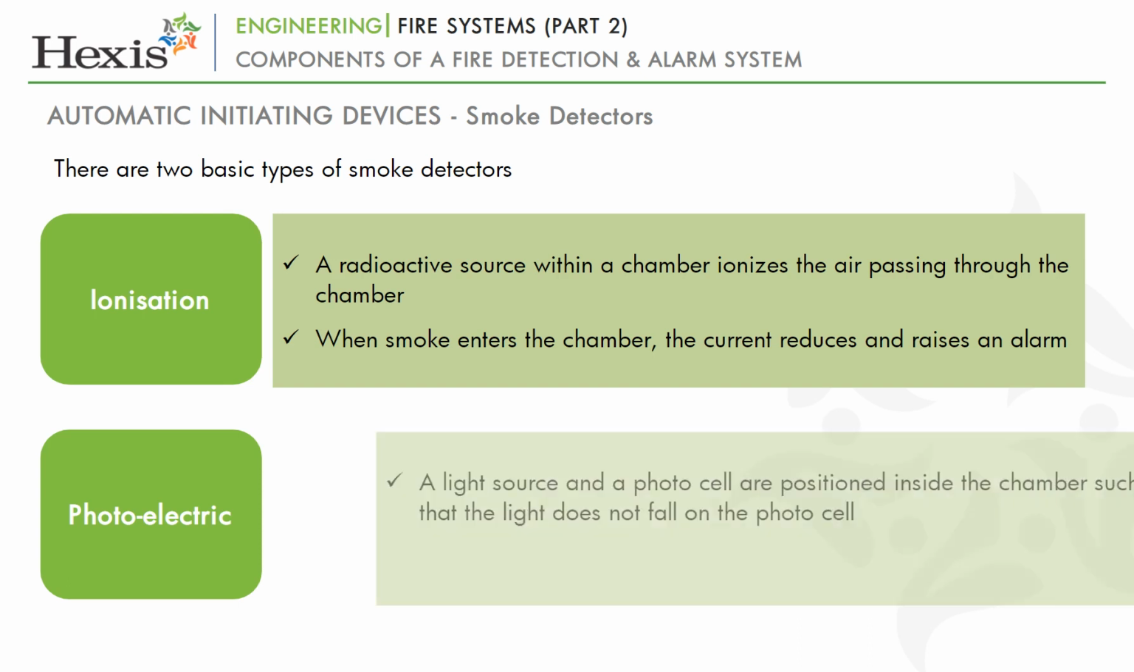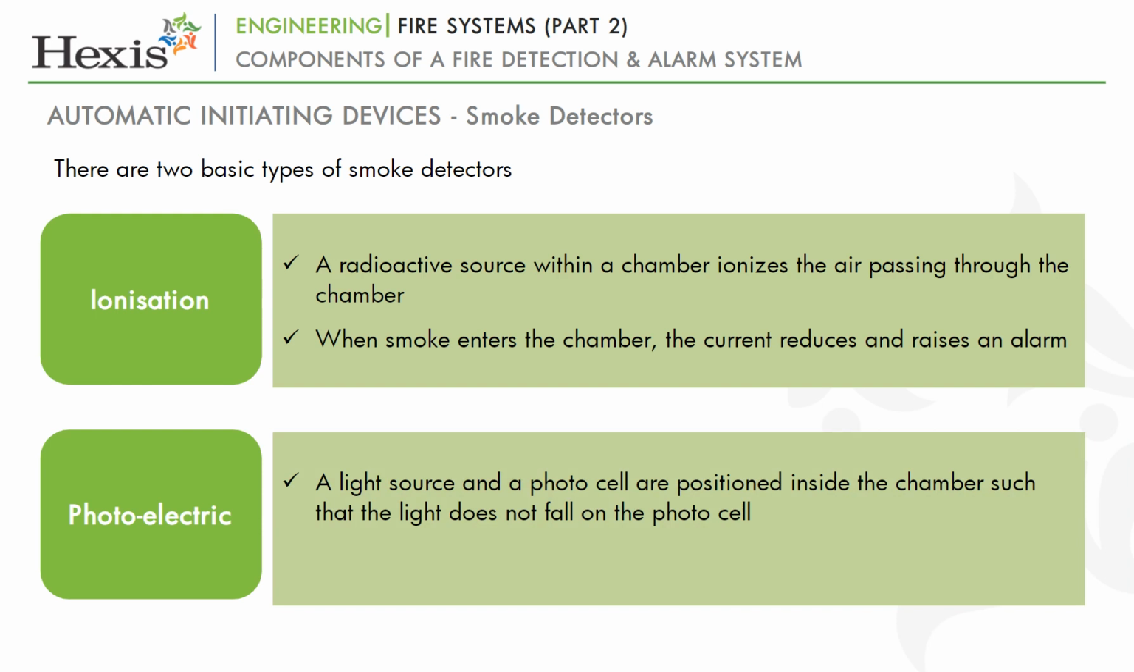Photoelectric. A light source and a photocell are positioned inside the chamber such that the light does not fall on the photocell. The passage of smoke into the chamber causes the light from the source to be scattered and fall on the photocell, the cell output being used to initiate an alarm.